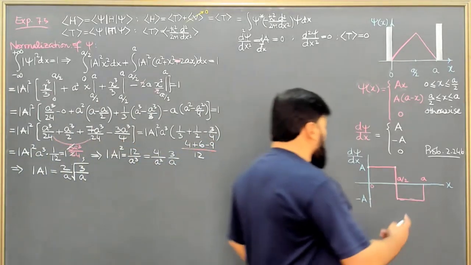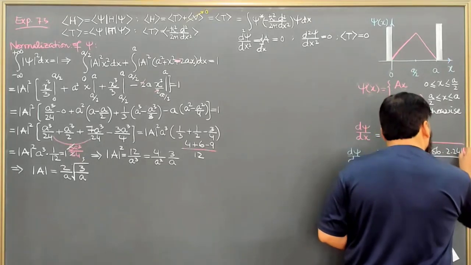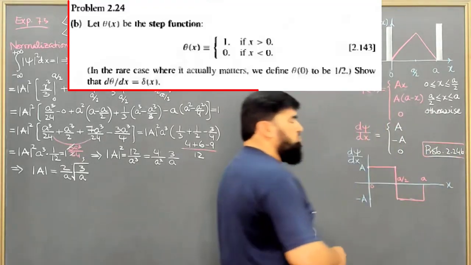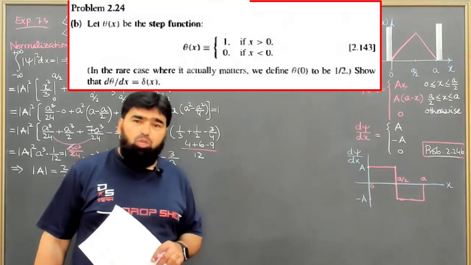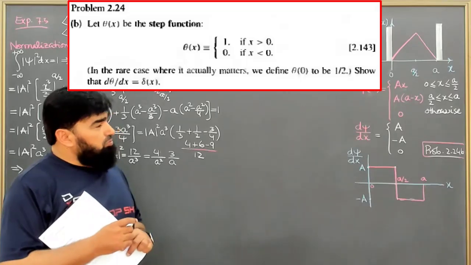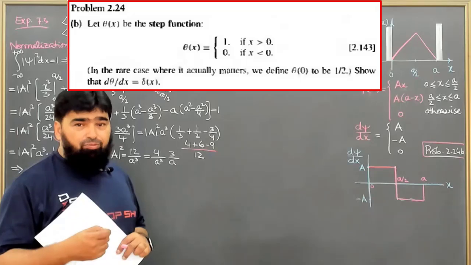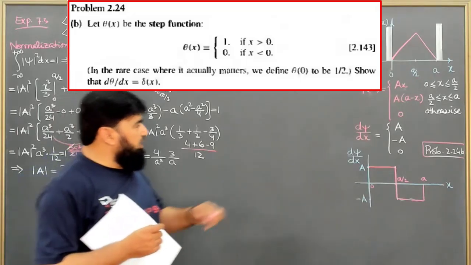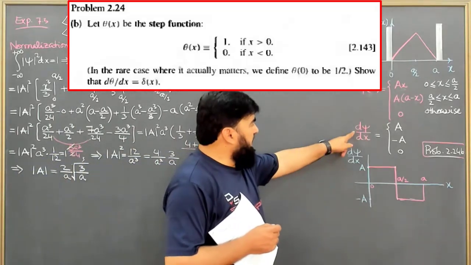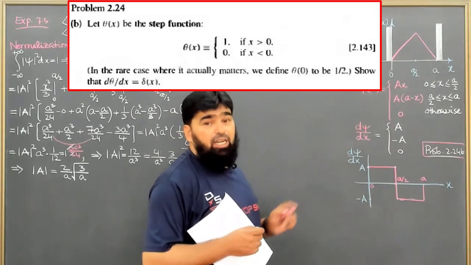So what we do, we take help of problem 2.4 and 2.4b, as you can see on the screen here, that the derivative of a step function, like this is a step function, and if I take another derivative of this one, then it is a delta function.